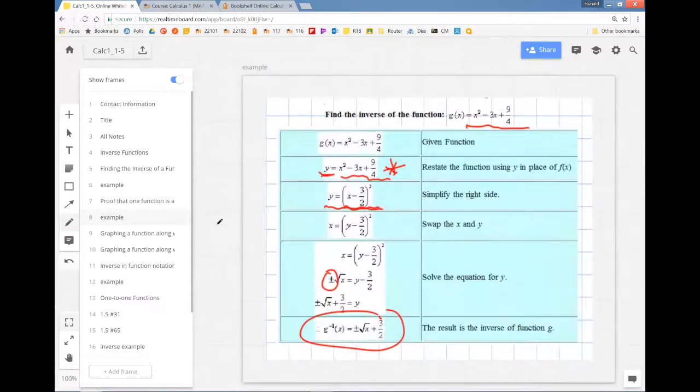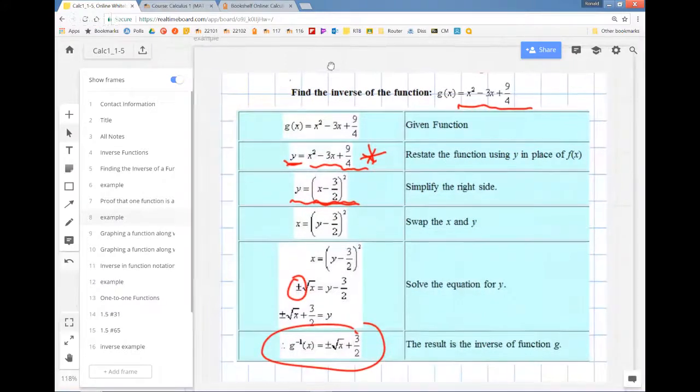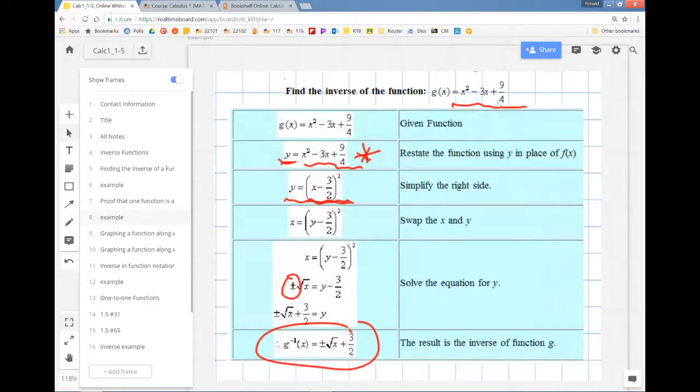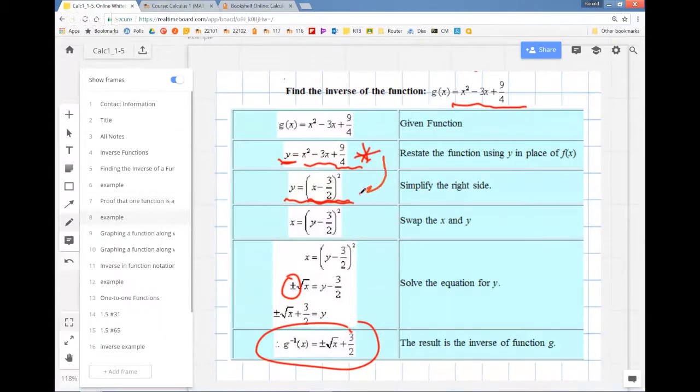Okay, here we have a quadratic example. This time the function is x squared minus 3x plus 9/4, way at the top there. Once again, we set the g of x, we call that a y. And now, from that step to that step, I pulled a step called completing the square. So let me just show you. I want to demonstrate this to you a little bit.